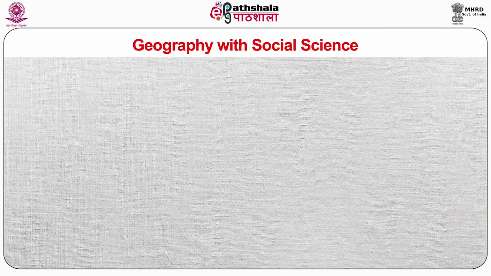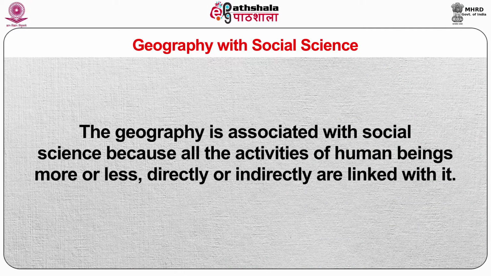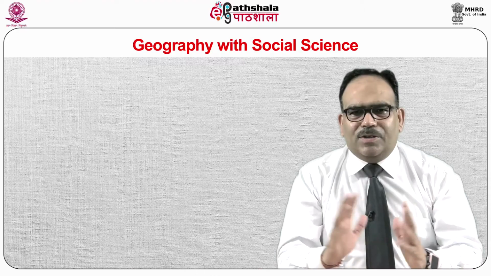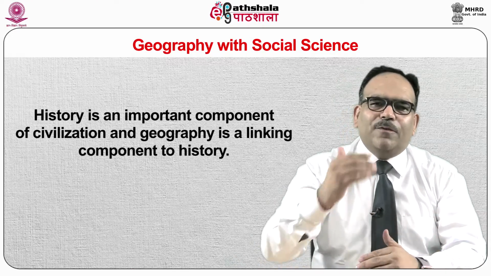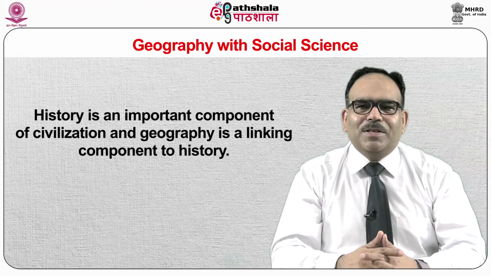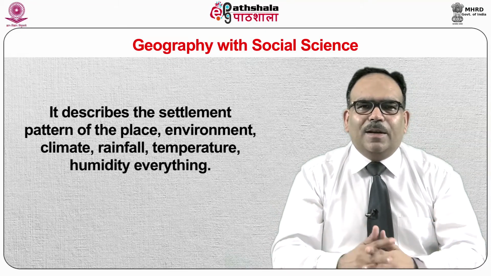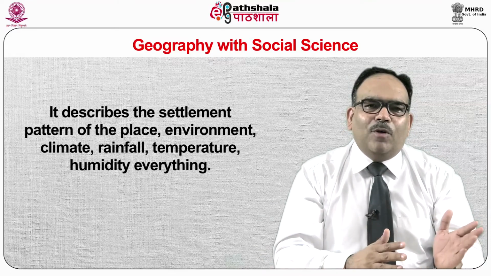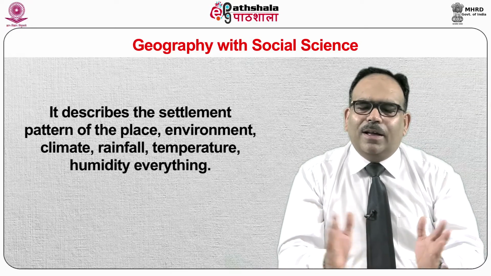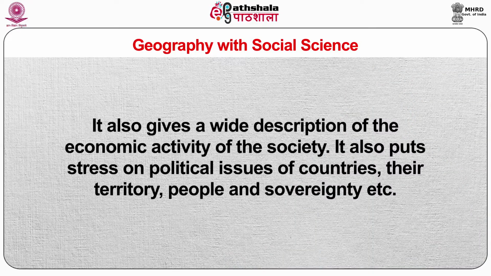Geography with social science. Geography is associated with social science because all the activities of human beings, more or less directly or indirectly, are linked with it. History is an important component of civilization and geography is a linking component to history. It describes the settlement pattern of the place, environment, climate, rainfall, temperature, humidity, everything. It also gives a wide description of the economic activity of the society.